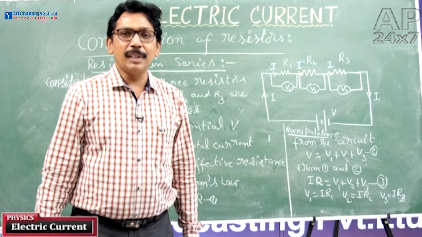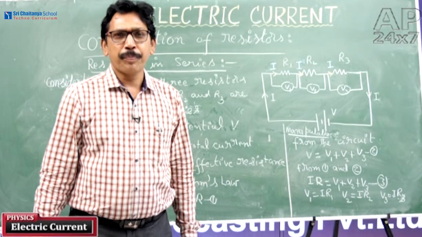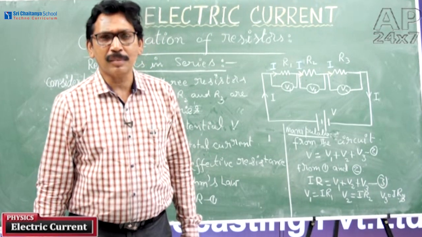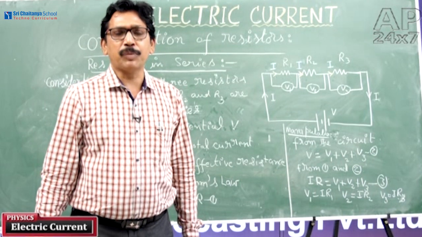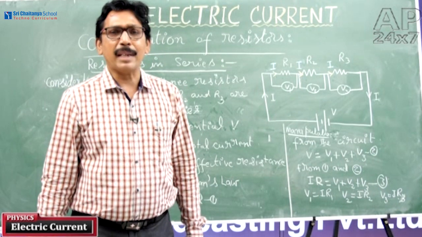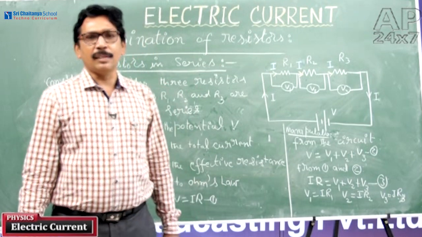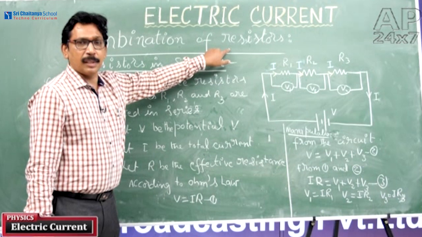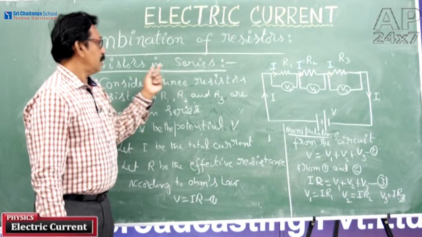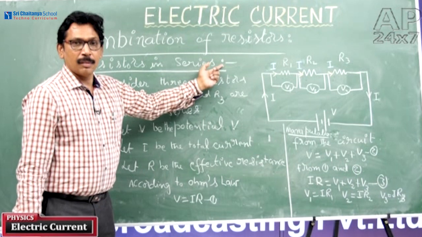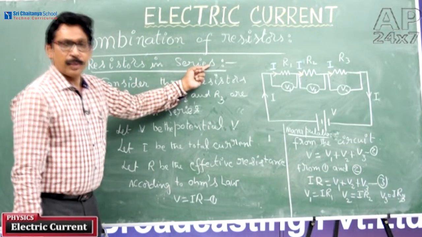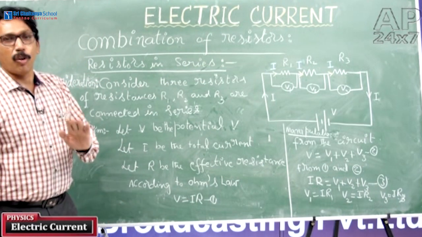In the previous class we discussed Ohm's law, the factors affecting the resistance of a conductor, also known as the laws of resistance, and some concepts of ohmic and non-ohmic conductors. Today we will discuss the combination of resistors. The combination of resistors basically contains two parts: resistors in series combination and resistors in parallel combination.